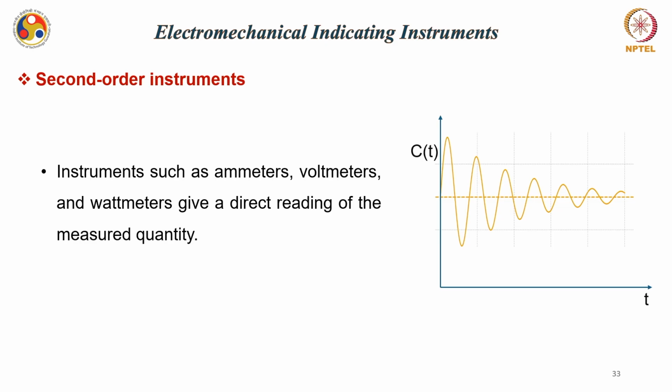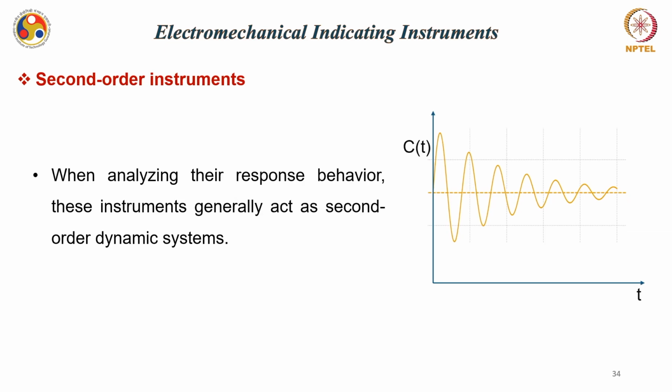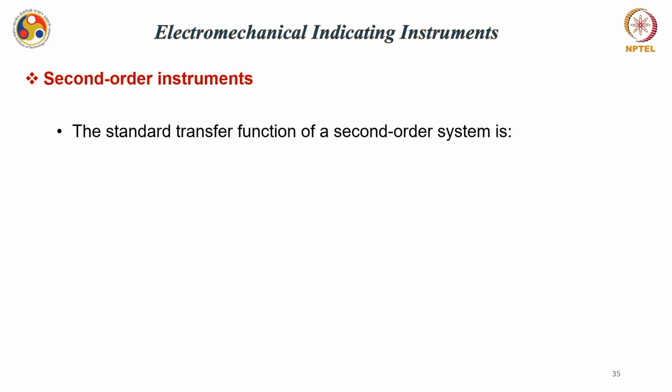Now if you see the second order instrument, these instruments are a little more complex. Ammeter, voltmeter, wattmeter, these instruments which we have to deal with a lot, actually fall under this category. When analyzing their response behavior, all these analog instruments generally act as a second order dynamic system. It will not stop immediately. If you are talking about a pointer based system, and this is the final position of the pointer, it will try to oscillate around its position, and this is a typical behavior of a second order instrument.